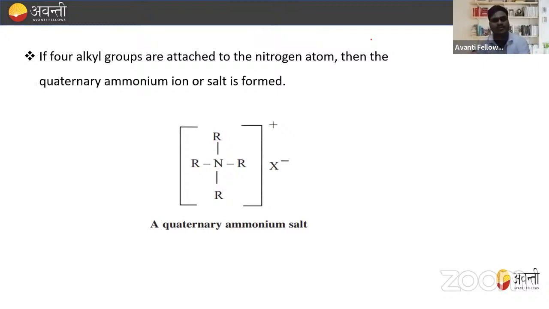Now, if four alkyl groups are attached to the nitrogen atom, then a quaternary ammonium ion or salt is formed. For example, here you can replace all three hydrogens with three alkyl groups, and the lone pair is also replaced by this R group. So this is known as a quaternary ammonium salt, right? So this will form.